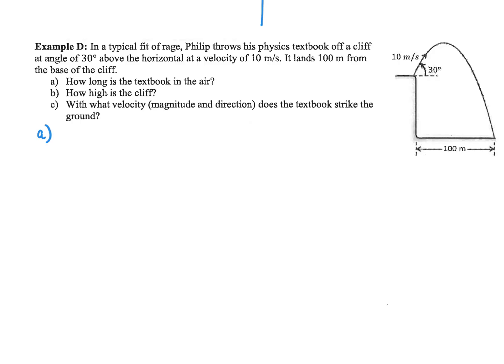So how long the textbook is in the air, we got to look at what we know. So let's just start listing the things we know. We know v initial in the x direction, don't we? How can we find that? We know 10 is this way, so we need to break it down into its components, don't we? So v initial in the x direction is going to be 10 cosine 30. We're going to know v initial in the y direction because that's going to be 10 sine 30. So let's go ahead and find those.